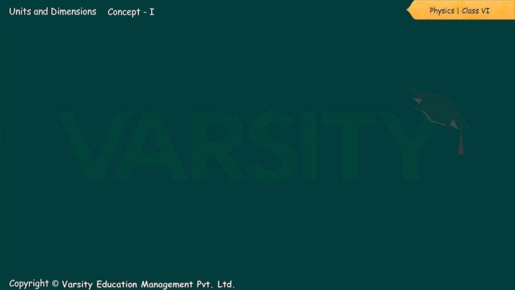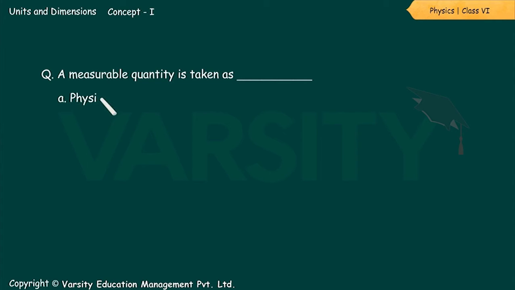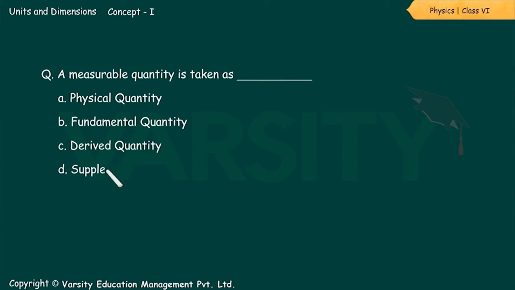So let us solve question. Question. A measurable quantity is taken as dash. The options given are A. Physical quantity, B. Fundamental quantity, C. Derived quantity, D. Supplementary quantity. The answer is physical quantity.